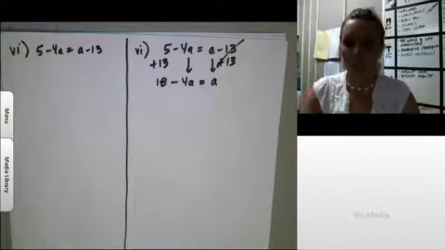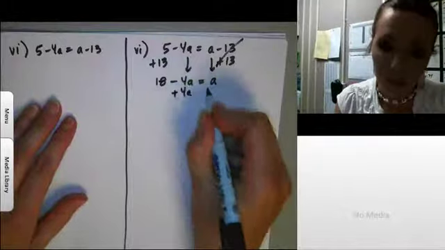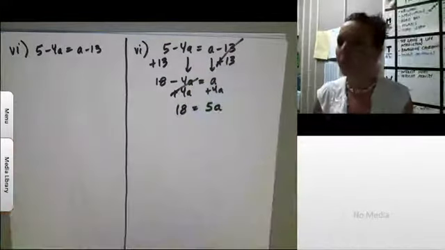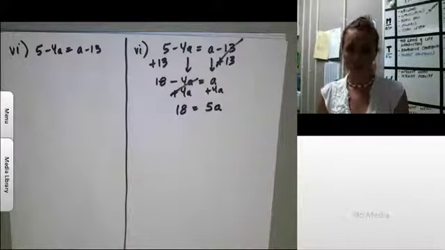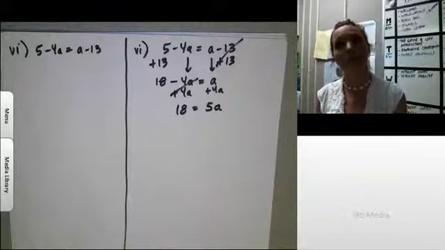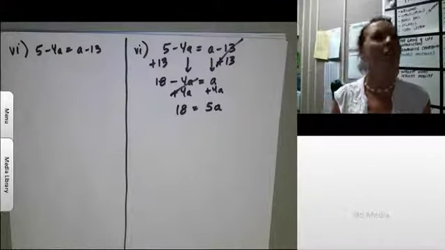Add 4a. Good. Add 4a to both sides. So we get 18 equals 5a. Okay? Now what? And just because the a is on the opposite side from what we're used to seeing, it doesn't mean that there's anything that we do differently.